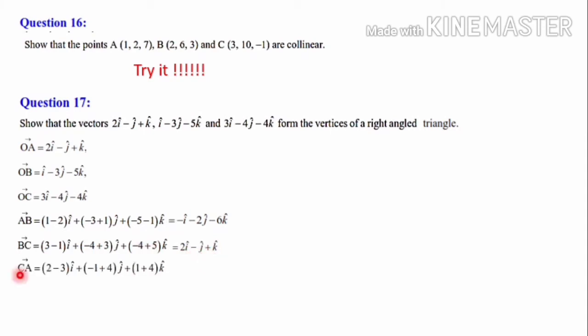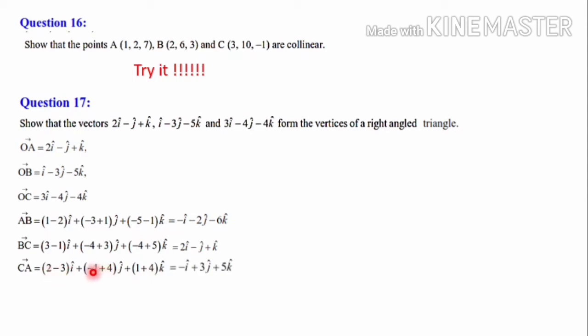Then we have to go for CA. Vector CA we have to calculate. Vector CA is position vector of A minus position vector of C. So A minus C: (2 minus 3) into i cap, minus (1 minus 4), that is (minus 1 plus 4) into j cap. Then (1 minus 4) into k cap. So when you do the calculation, 2 minus 3 is minus 1 i cap.